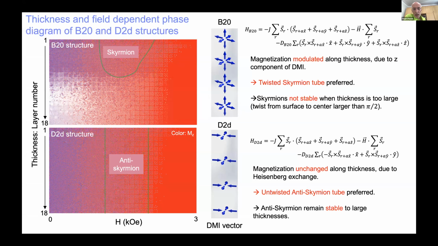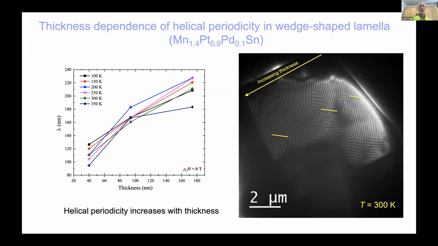Whereas in the antiskyrmion system, it's a tetragonal phase, and the DMI vector reflects that symmetry, and it only has components in the tetragonal plane and not out of the plane. So out of the plane, there is no twisting of the magnetic structure. This explains, we believe, why the untwisted antiskyrmion tubes can exist over a very wide range of thickness. However, this is a calculation without dipole field.